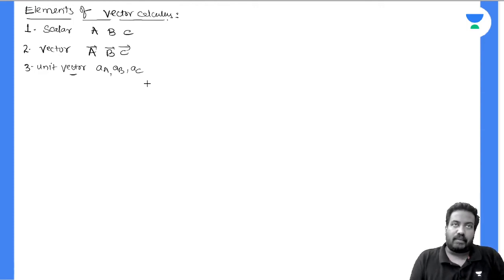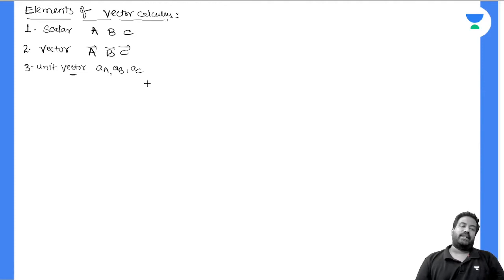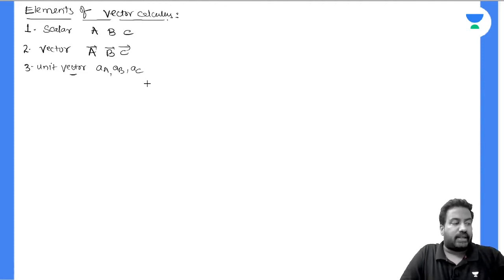Most of the people think that current is vector quantity, but it is not the case, dear. Current is actually scalar. Despite having magnitude and direction, current is not a vector quantity. It is a scalar quantity, dear.